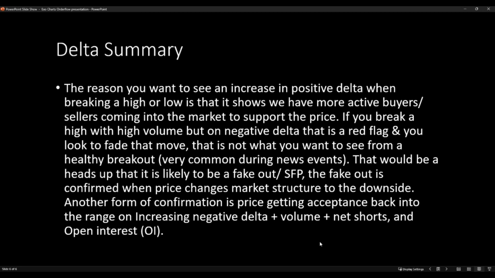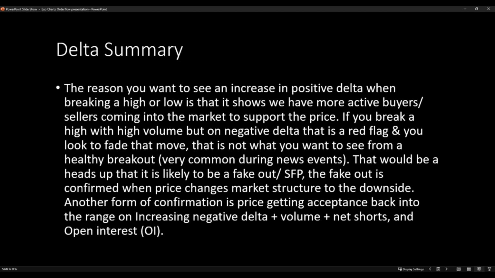Okay, so if you break a high with high volume, but on negative delta, that's a red flag for me. Typically, I look to fade that move. I would consider that a swing failure pattern or liquidity grab. That's not what you want to see from a healthy breakout, and that's very common actually during news events. The one that we just recently had at 18,390, that order block, I can show you an example from that as well, of price breaking the high on increasing volume but negative delta, and how that was a move that you would look to fade.